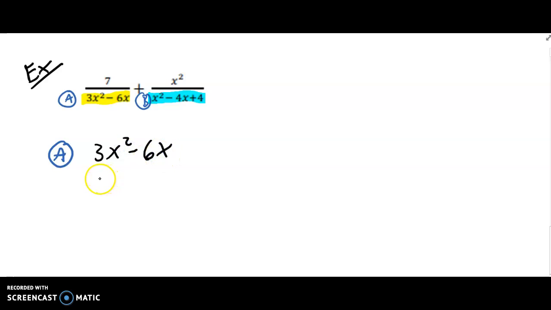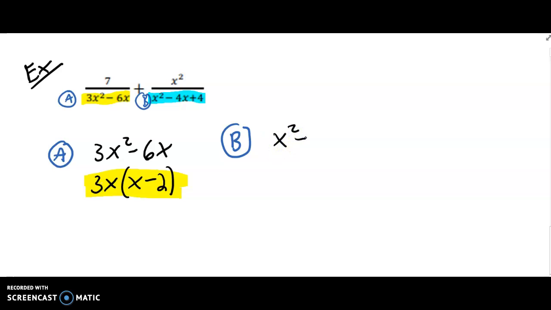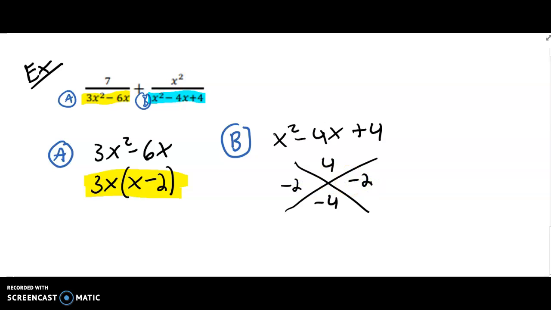All right, on A, I have 3x squared minus 6x. I can take out a 3x as a common factor, and we get x minus 2. Great. In part B, I have x squared minus 4x plus 4. I make an x to factor it. We got 4 and negative 4. How about negative 2 and negative 2? My value of a is 1, so I can just write x minus 2, x minus 2.